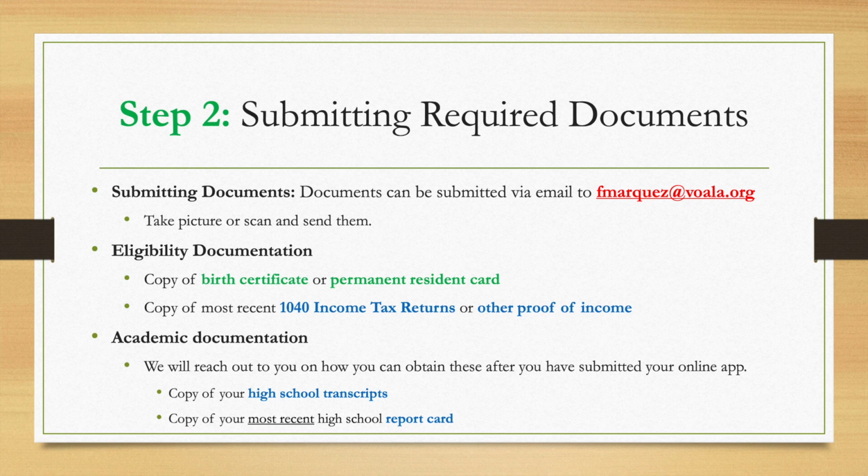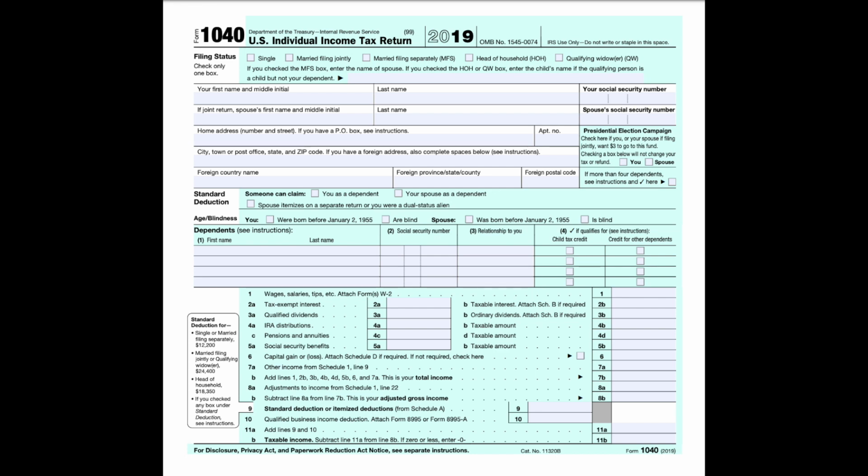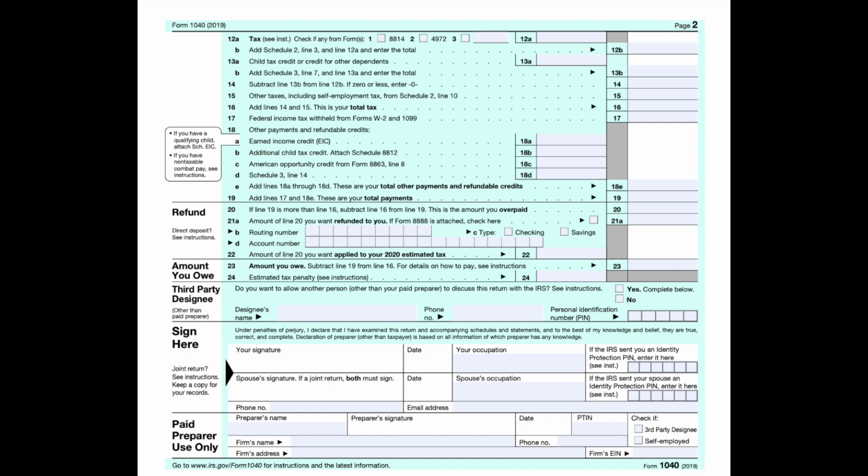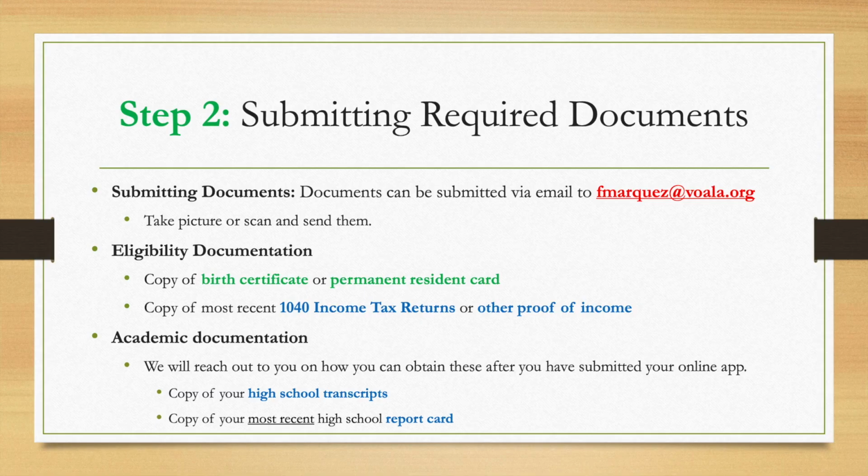You will need to provide a copy of either your birth certificate or, if you are a permanent resident, your permanent resident card. This is commonly known as the green card. And for financial income verification, we will need either your 1040 tax returns. There should be something coming up on screen to show you what that looks like, or other documentation that serves as proof of income. So this might be something like disability checks, other documents from other governmental sources.